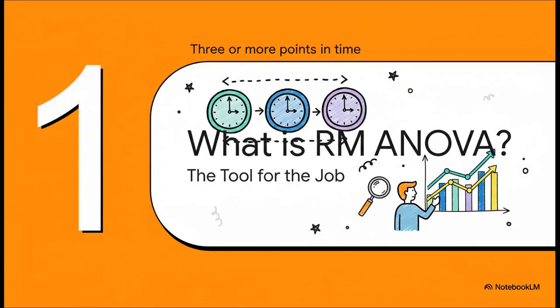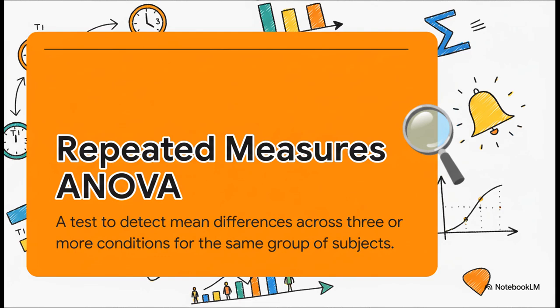So to tackle all those different scenarios, we need a very specific tool for the job. And that tool is the one-way repeated measures ANOVA, or as we'll call it, RM ANOVA for short. The core idea behind it is actually pretty simple. It's designed to do one thing and do it really, really well. It looks at the average scores from the same group across 3 or more different moments or conditions, and it tells us if the differences between those averages are big enough to be statistically significant.